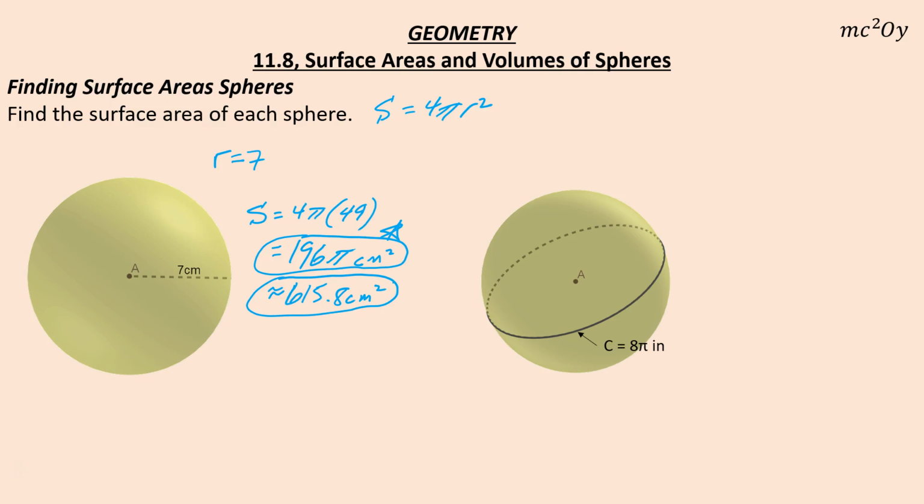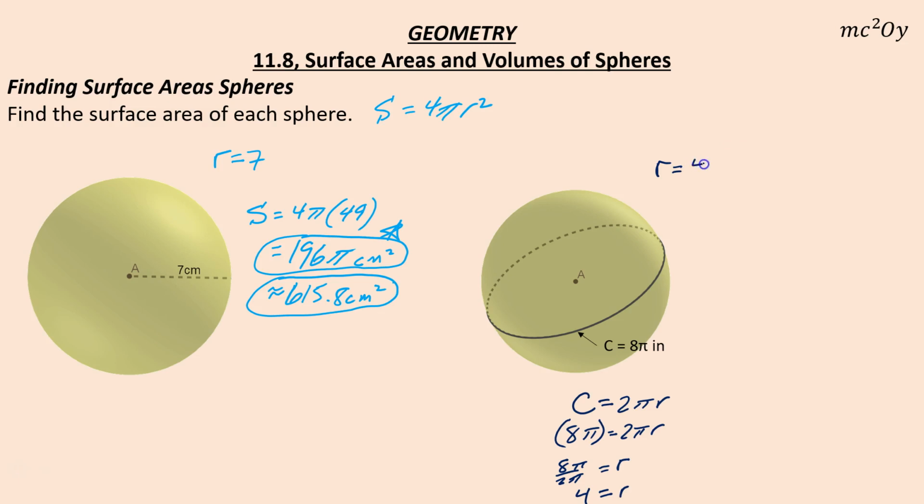Find the surface area of this sphere. Here they give us the circumference. Remember, in order to find the surface area, we need to know the radius. I do know the circumference. The circumference of any circle is equal to 2 pi r. So if the circumference is 8 pi, that would equal 2 pi r. To get r by itself, I'd divide by 2 pi. So r is equal to 8 pi divided by 2 pi, where the pi's cancel, and 8 divided by 2 is 4. So the radius is 4.